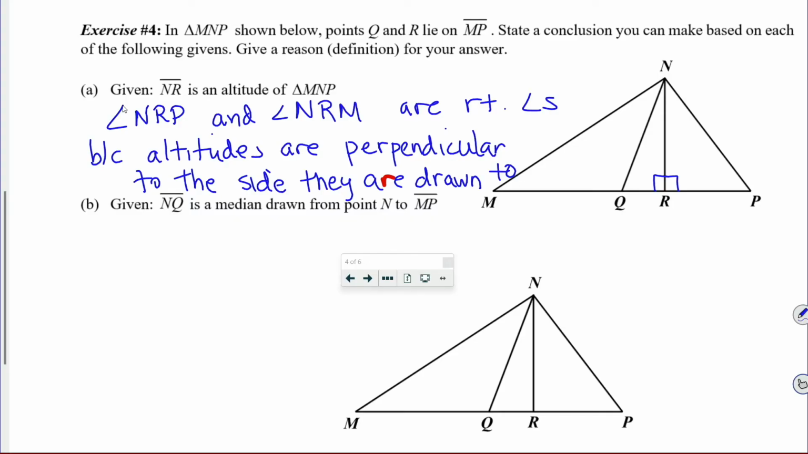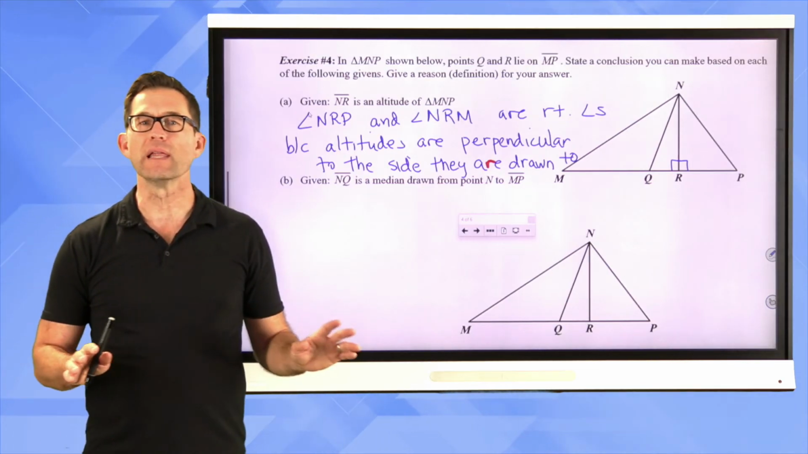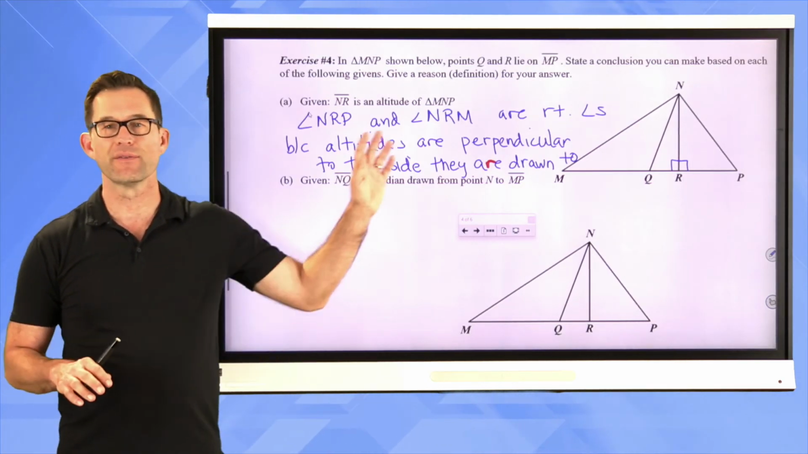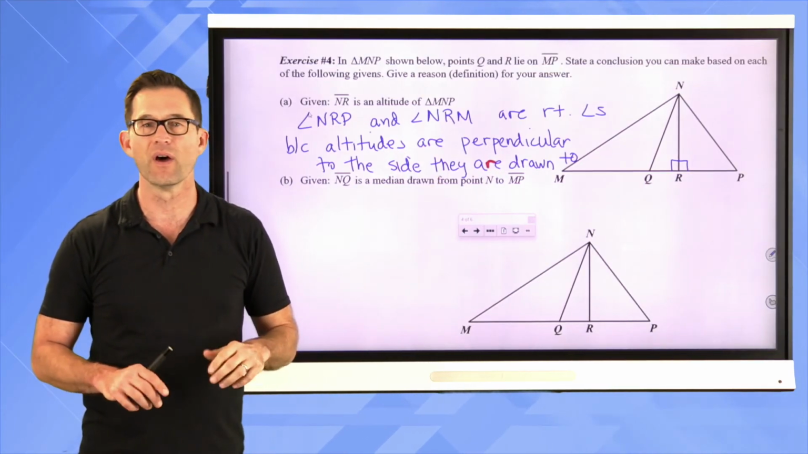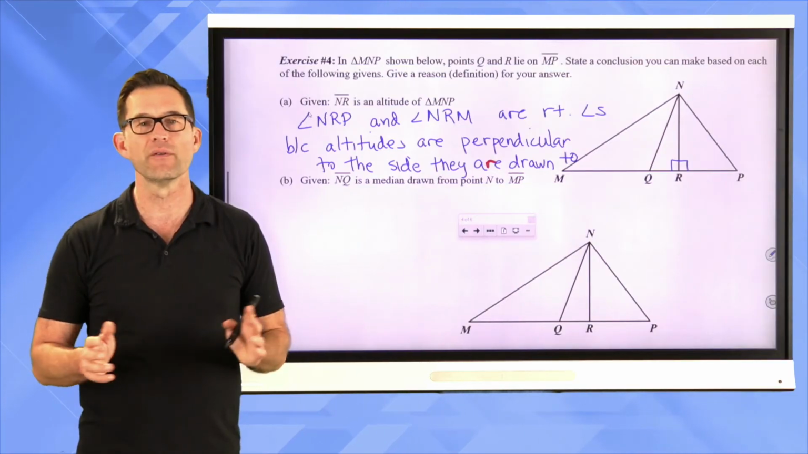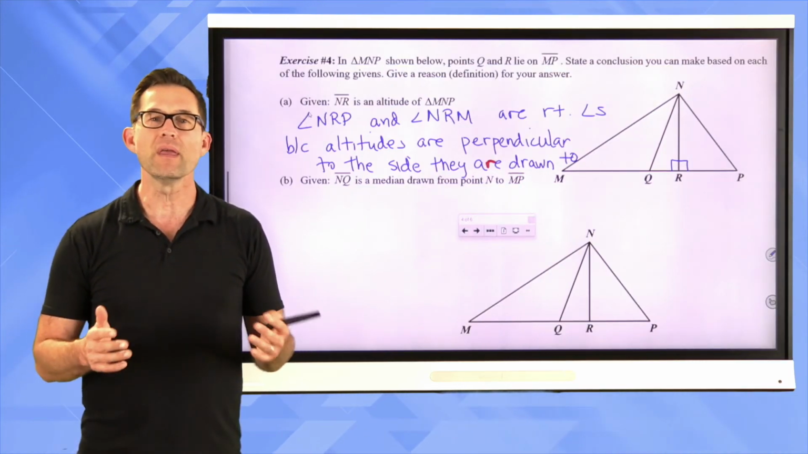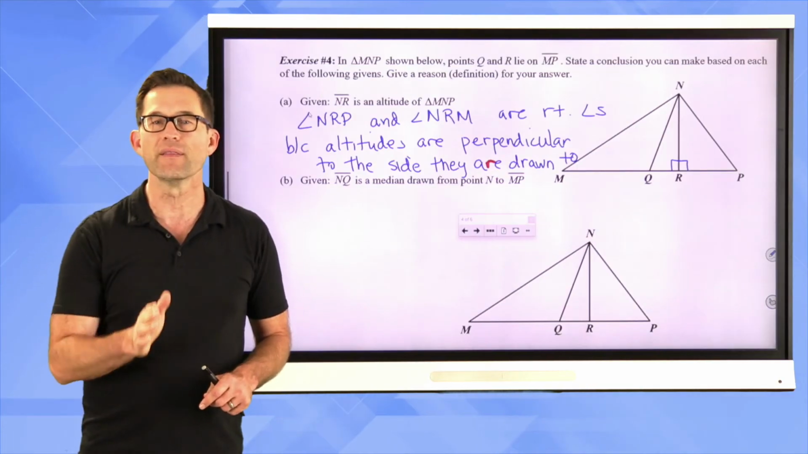Okay, let's take a look at letter B. Given NQ is a median drawn from point N to side MP. All right. Now, medians are probably a little bit newer to you than altitudes. You've certainly seen altitudes before in geometry work that you've done in middle school, right? Median could be a little bit new, but think about medians in statistics, right? The median in statistics is the number that's right in the middle.